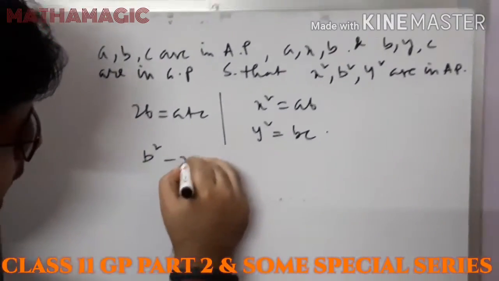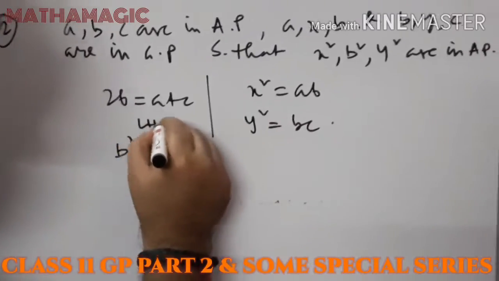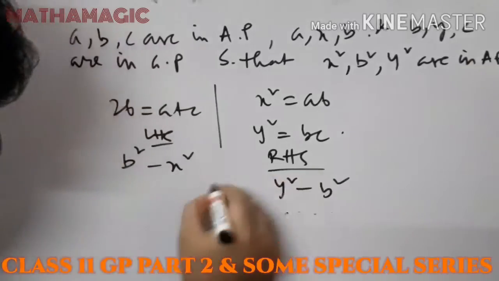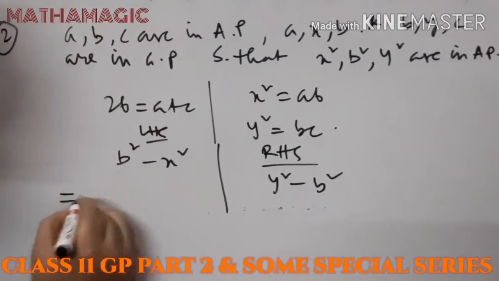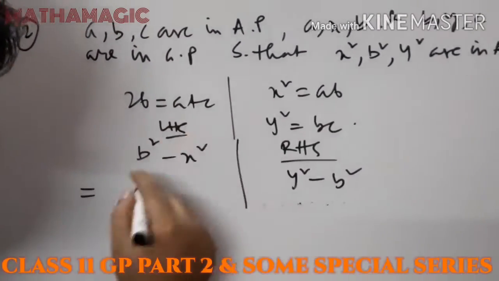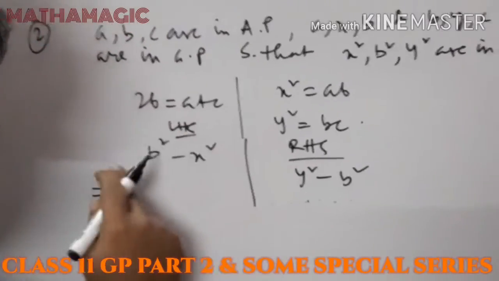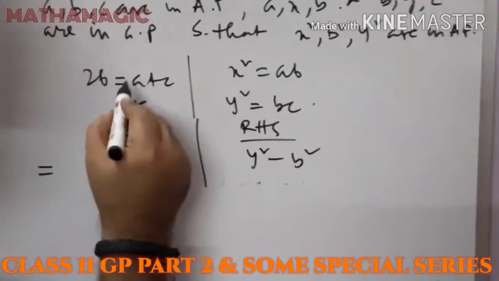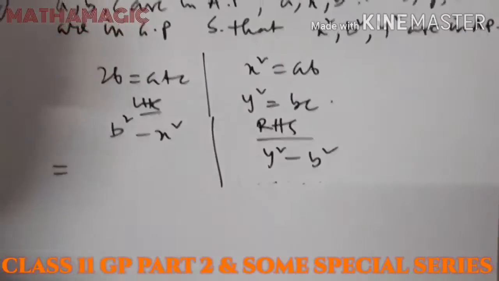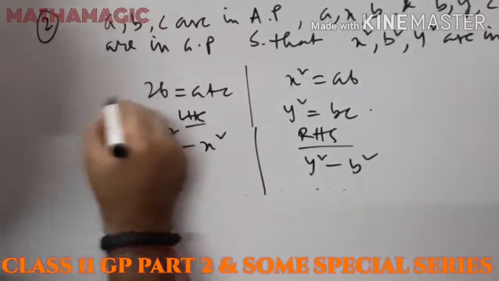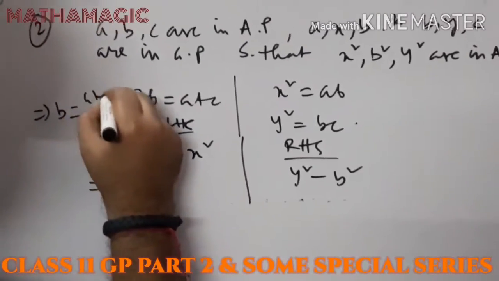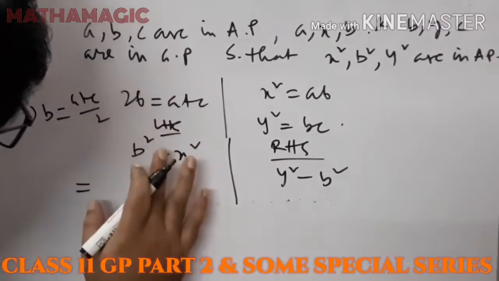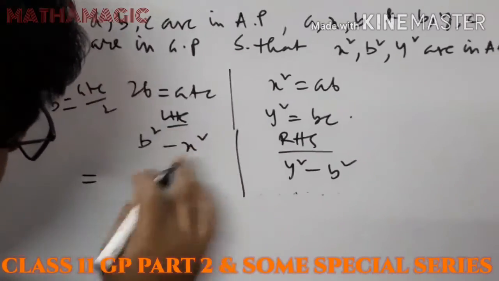Now we will try to do that. In case of b square minus x square, we will take it as LHS, and for RHS we will take y square minus b square. So we will try to prove that both the values come same. Now b square equals, we don't have any value of b square, we just will write it from here only. We will take b as (a plus c) by 2, or else we can just simply stay with the b square.